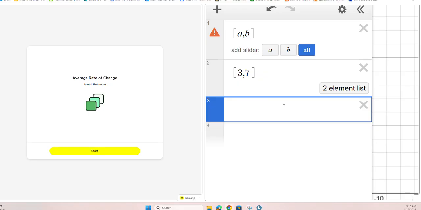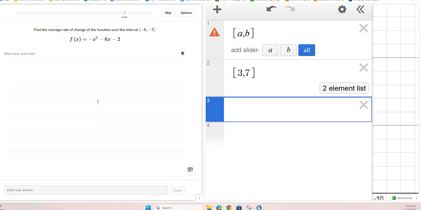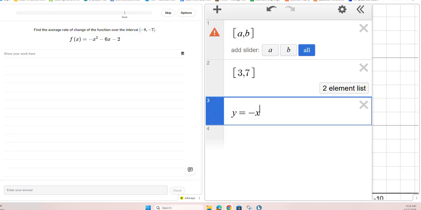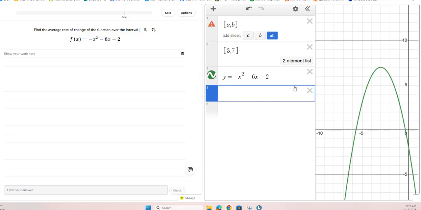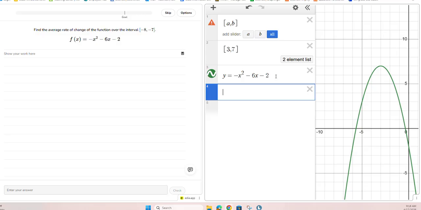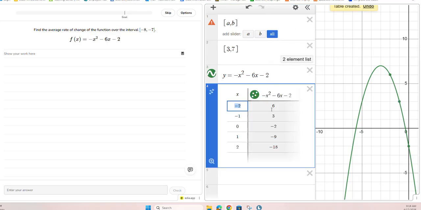Here we go. I am going to start this assignment, and the first function, I am going to type it here in Desmos. It says f of x, I can use y. So I'm going to type y equals negative x squared minus 6x minus 2. Now, the interval that we need, I need to go up here and I need the table of values for it.